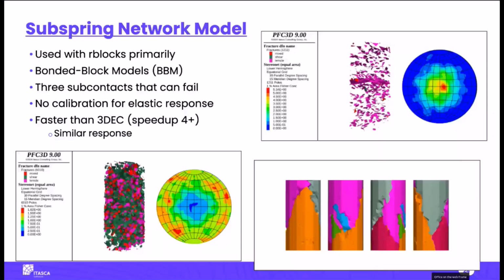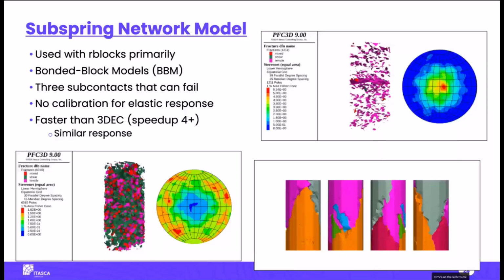And what's really exciting about this model is what I'm showing in this plot. This is a tetrahedral model, about 14,000 rigid blocks, I believe. Up here in the upper right, I'm showing a direct tension test. These pink discs and triangles are bonds that have completely broken, meaning all 3 subcontacts have broken in tension. The pink is tension, green is shear, and the red are mixed mode.